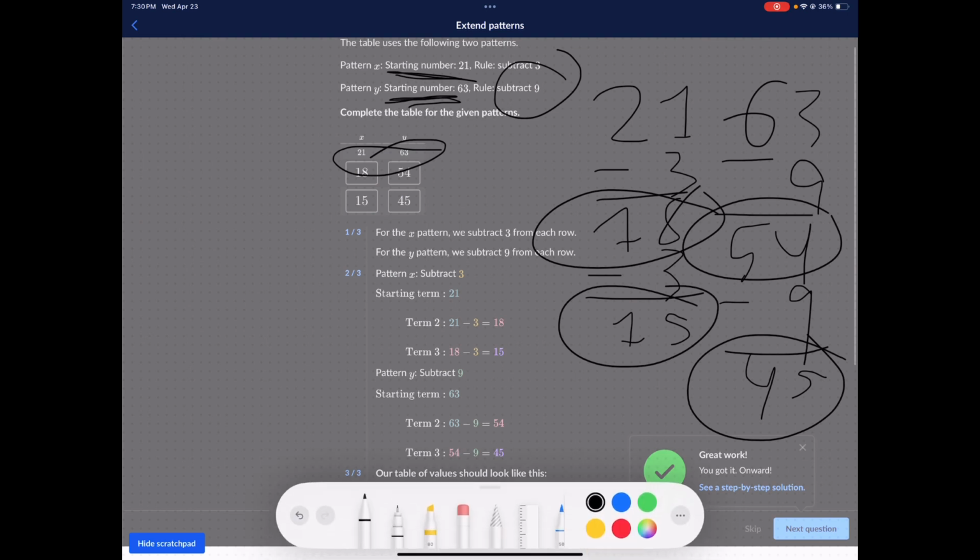Now, what if we kept going and we just kept subtracting toward infinity? Well, eventually it would be negative infinity. Because when our pattern goes on in an infinite way. Because, again, math has no limits.